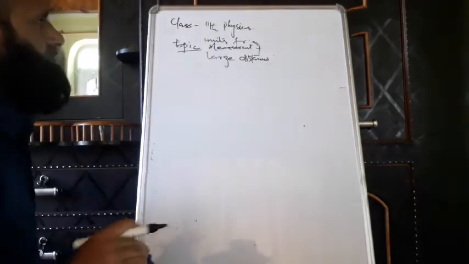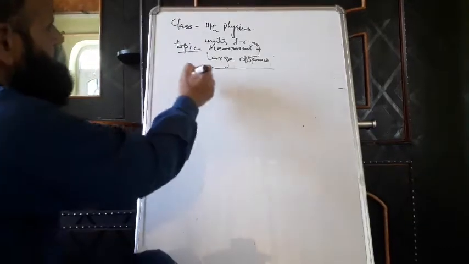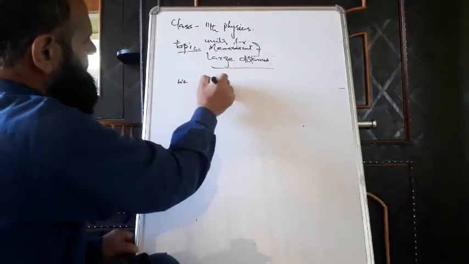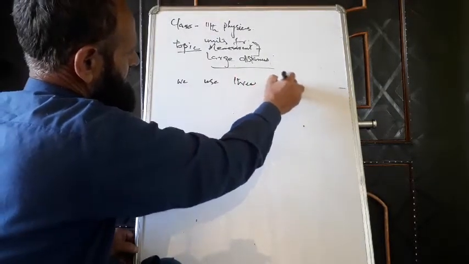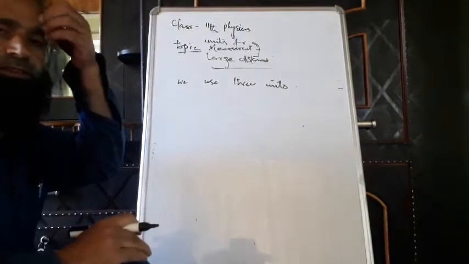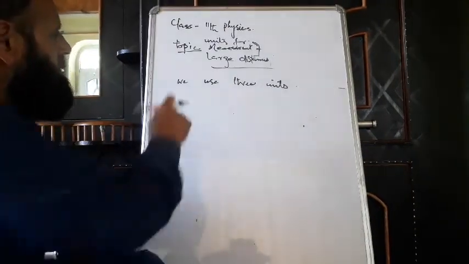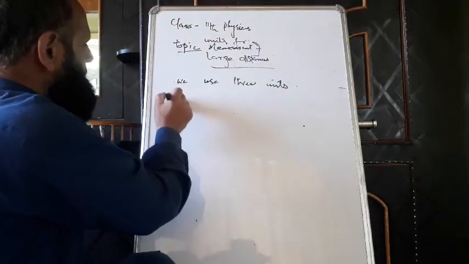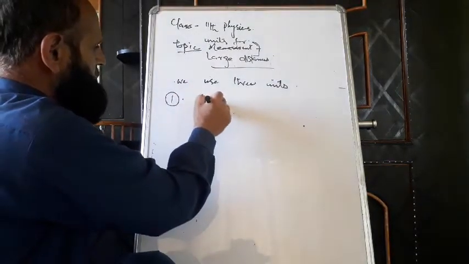Class 11th Physics. Our today's topic is units for measurement of large distances. In the measurement of very large distances, we use three units. We use three units for measuring large distances between the heavenly bodies. For example, the first unit is the astronomical unit.